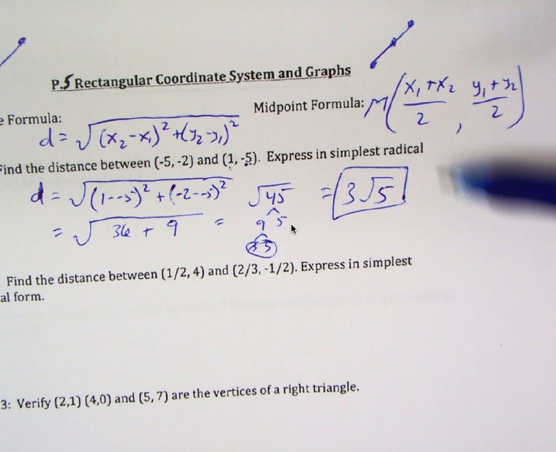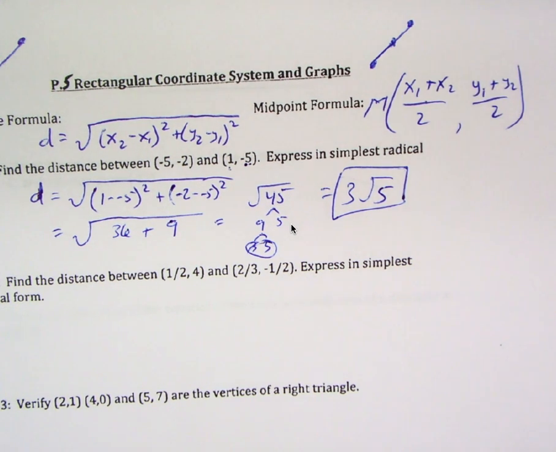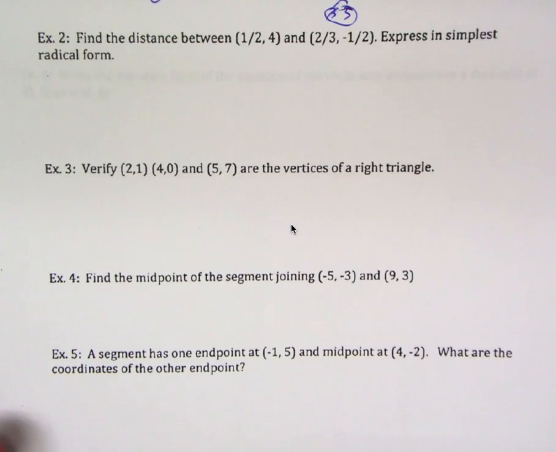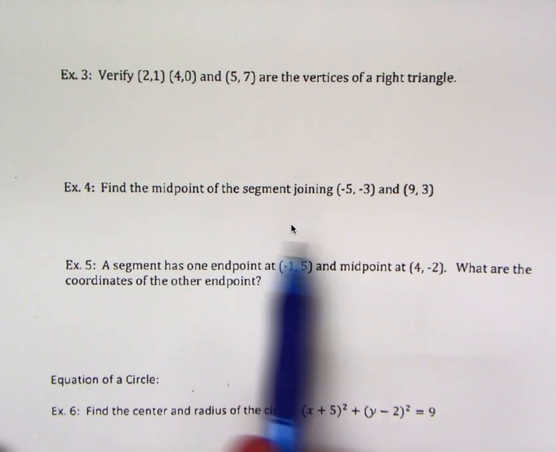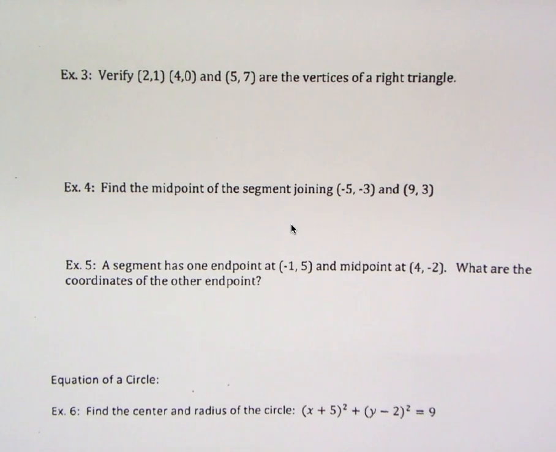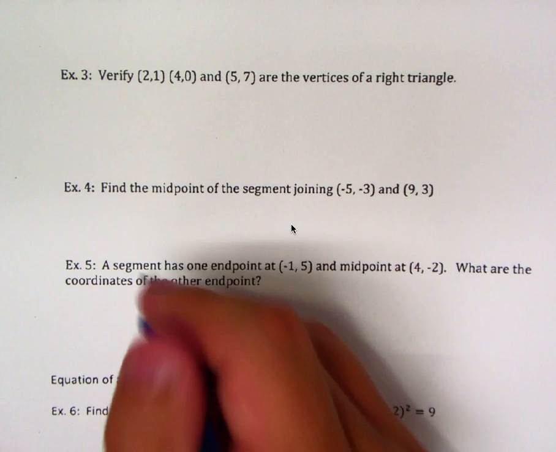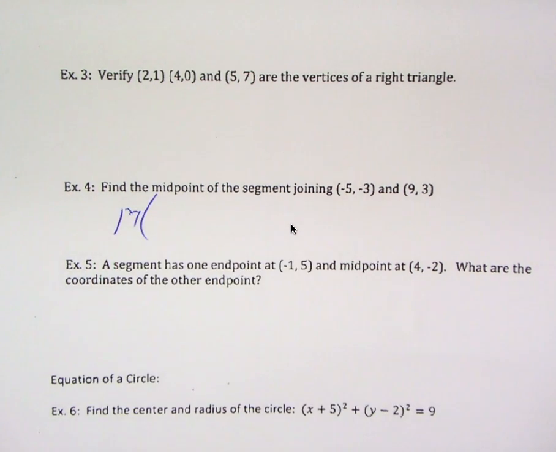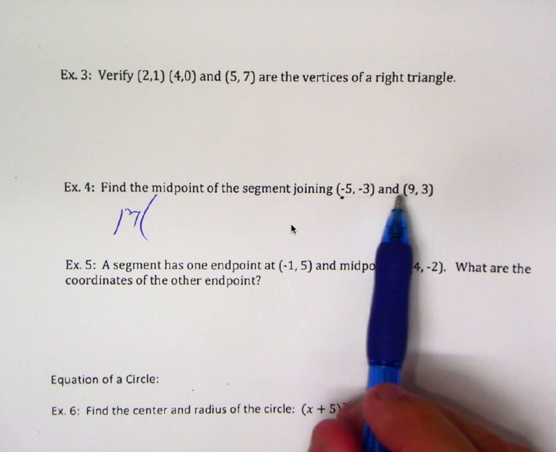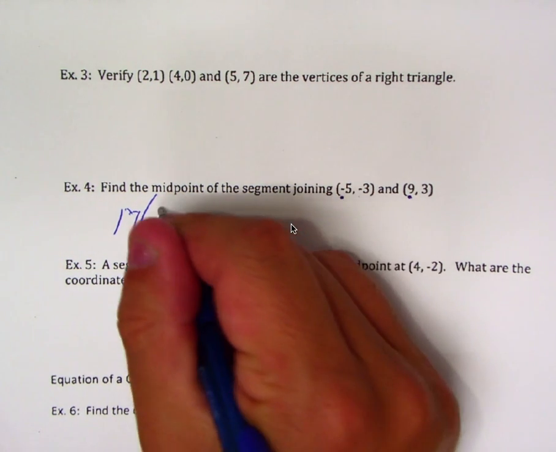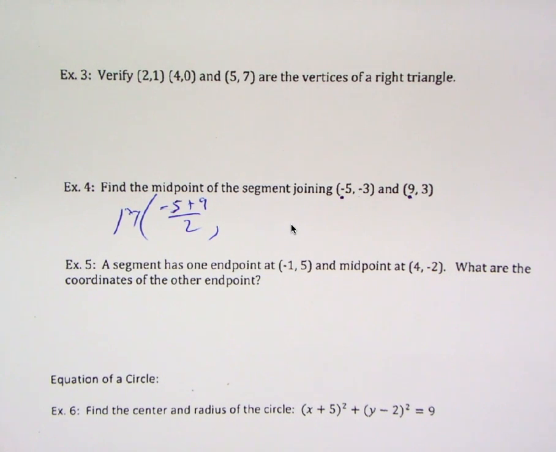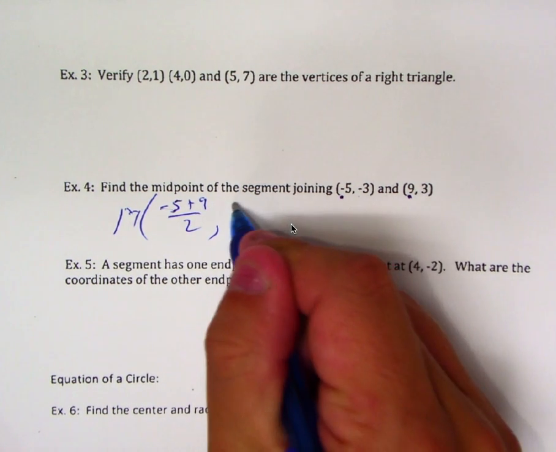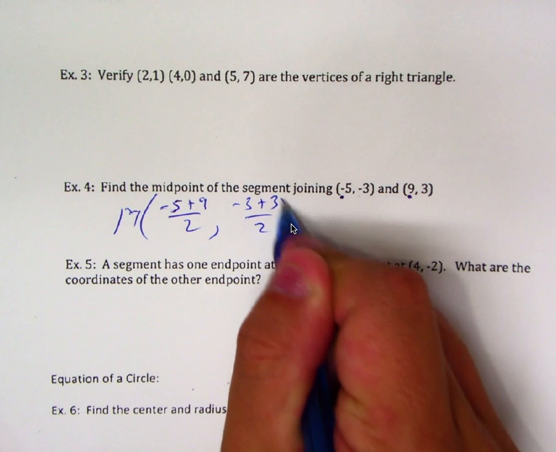So it's finding the point right in the middle of your x's and the value right in the middle of your y's. So let's jump down to number 4 here. We'll go back to 2 and 3. Let's jump to 4. It says find the midpoint of the segment joining these 2 points. Okay, so midpoint. I'm going to do -5 plus 9, add your x's, divide by 2, comma, -3 plus 3, divide by 2.